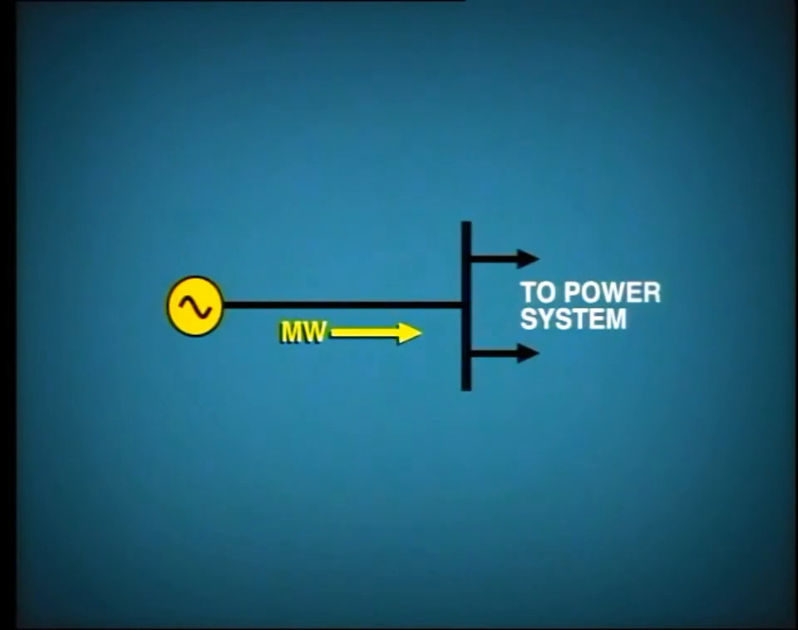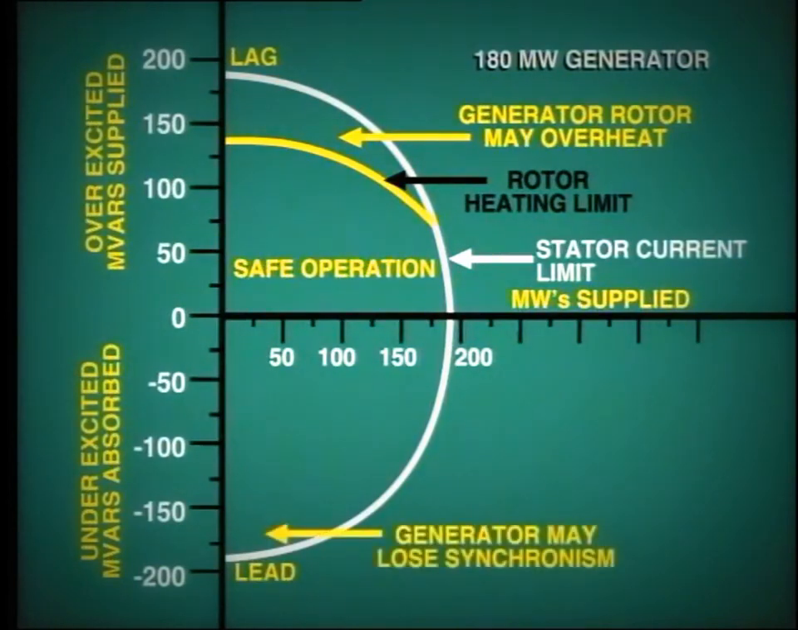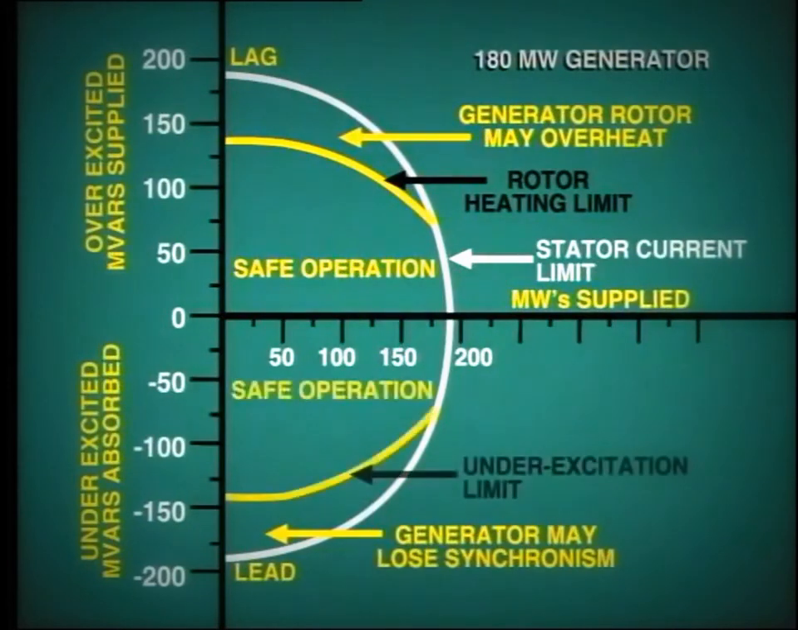We also run into trouble if we reduce excitation too much. In this case, as the voltage falls, vars will flow into the generator from the power system. This is shown on this curve as negative vars. The problem is that if the rotor current is reduced too much, the magnetic field may become so weak that the generator will lose stability and fall out of synchronism with the other units on the system. In order to prevent this, a minimum excitation limit is established, which is given by this additional curve here.